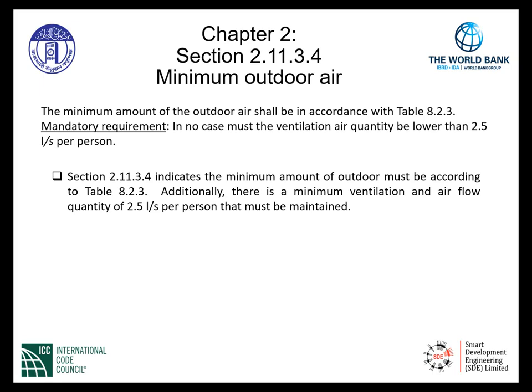Now, we're given that requirement here for minimum outdoor air. This is mechanical ventilation. That is the first part. The second part is a limitation, and the mandatory requirement calls out, in no case must the ventilation air quantity be lower than 2.5 liters per second per person. So there is a minimum airflow rate per person integrated here, and that should be reflected in the table in most cases.